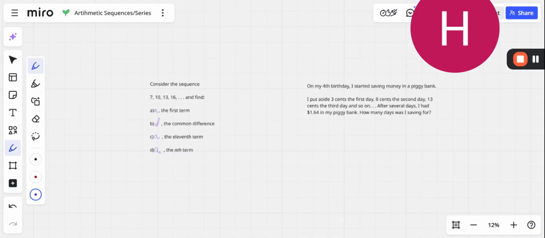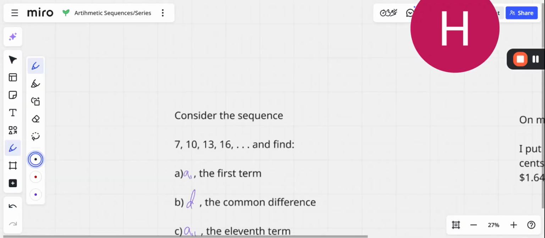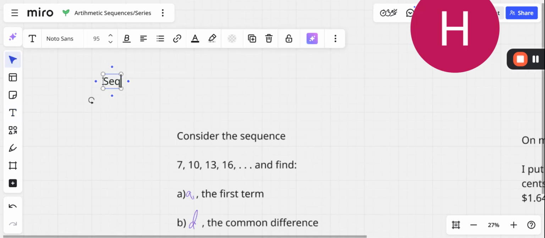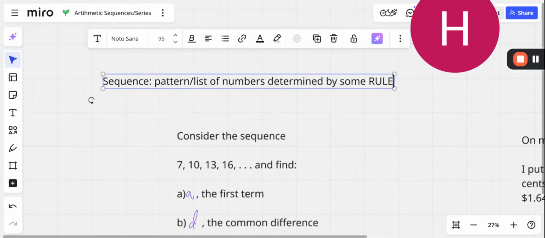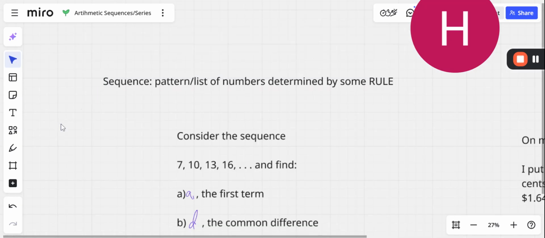And today we have a quick little look at arithmetic sequences and series. A sequence is basically a pattern, a list of numbers determined by some rule. And specifically, when we have an arithmetic sequence, the rule involves either adding repetitively or subtracting repetitively to get to the next term.